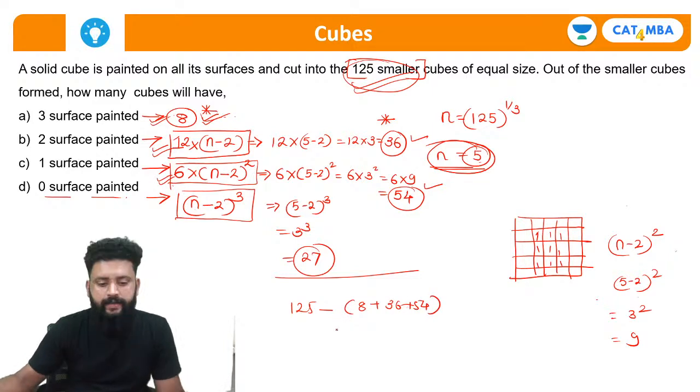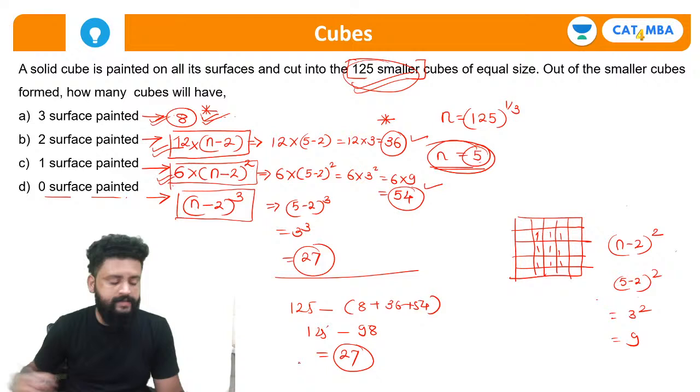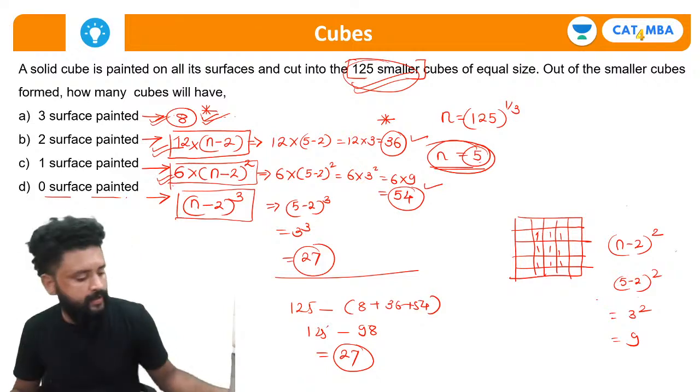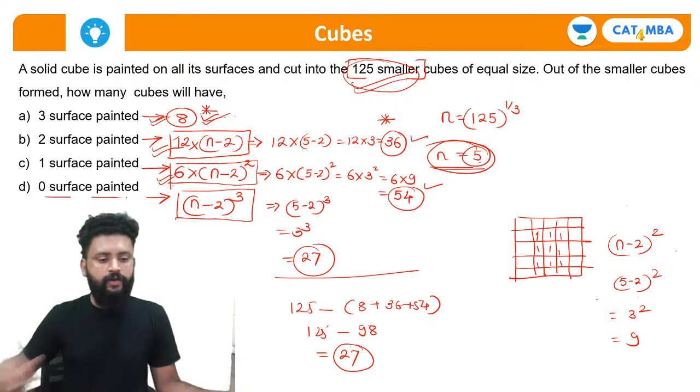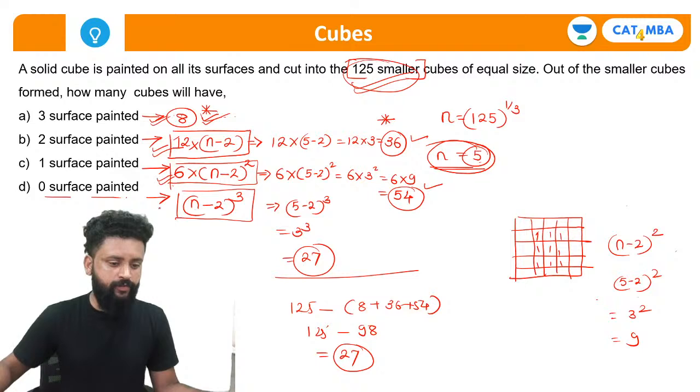So this will be 98. 125 minus 98, it is 27. Are you getting it, guys? Nicole, Shubhankar, are you with me? All of you understood this formula, the standard formula related to cube cutting?